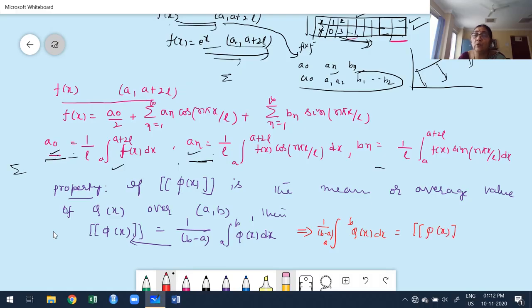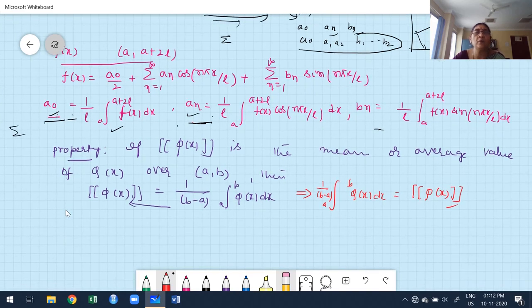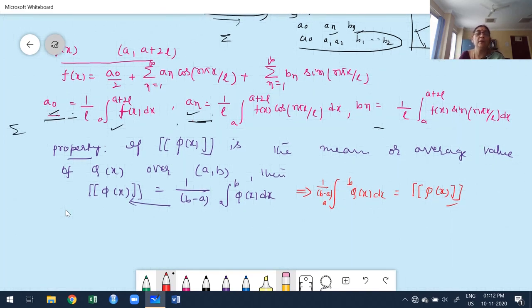Using this property, we try to convert a naught, an and bn in terms of the average. Means there we have to find the sum of the given set of data from the table. Now, first I have to convert, what is my a naught? See, now first I have to find a naught. What is the formula for a naught here? 1 by L, integral from a to a plus 2L, f of x dx. But we already know that f of x is defined over what's the interval?